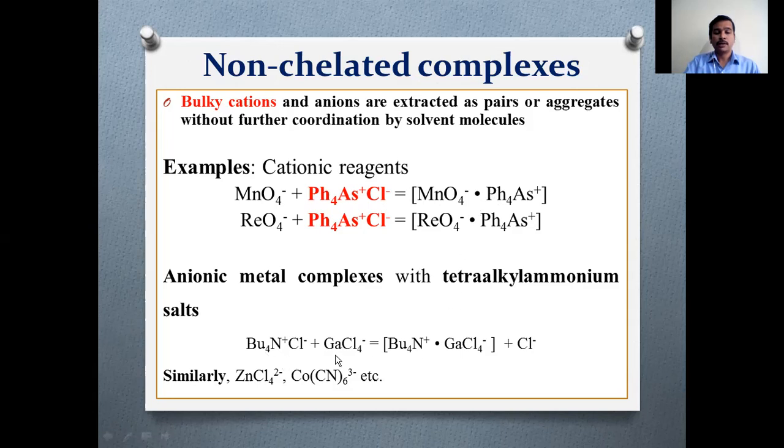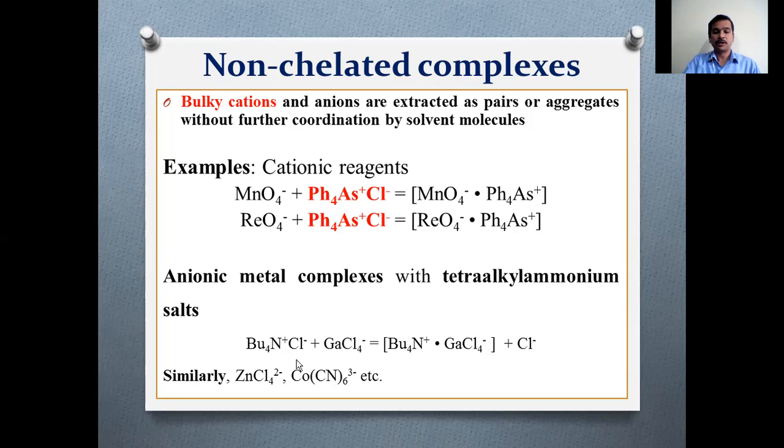With tetrabutyl ammonium chloride, a simple anion exchange takes place. Chloride is replaced by tetrachlorogallium. So the tetrabutyl ammonium ion will react to give tetrabutyl ammonium gallium tetrachloride. So anionic metal complexes with tetraalkyl ammonium salts are also seen under ion association complexes. Gallium tetrachloride is the analyte, and the tetrabutyl ammonium ion is the extracting agent. So the extracting agent is the tetrabutyl ammonium ion and tetrachlorogallium is the analyte.